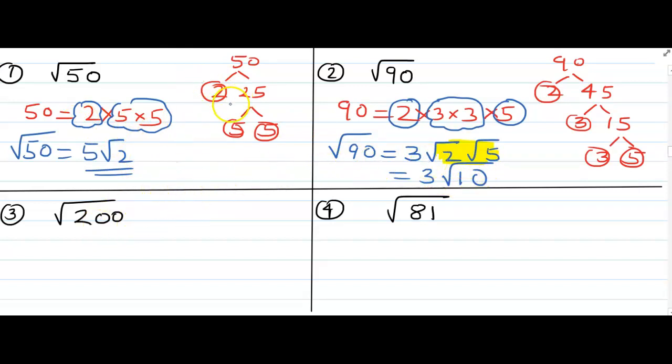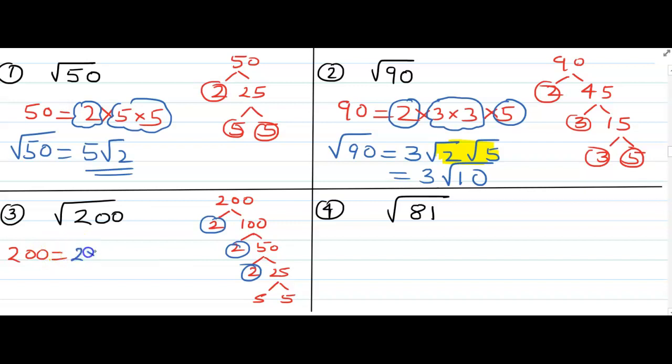Now 200. So let's do this question. 200. So it will be 2 and 100, then 2 and 50, then 2 and 25, and this is 5 and 5. So for 200, we got how many 2s? 1, 2, 3. 3 2s and 2 5s. So what will be a square root of 200?